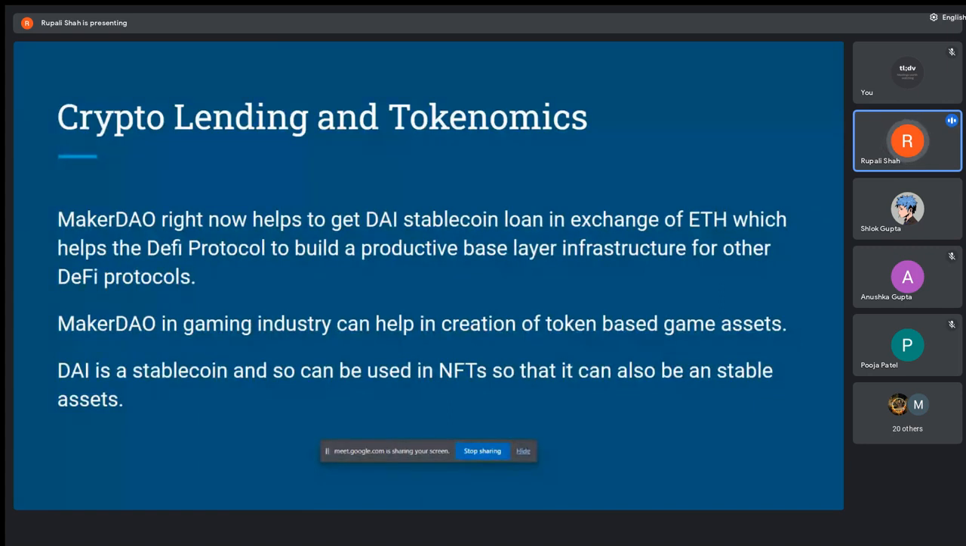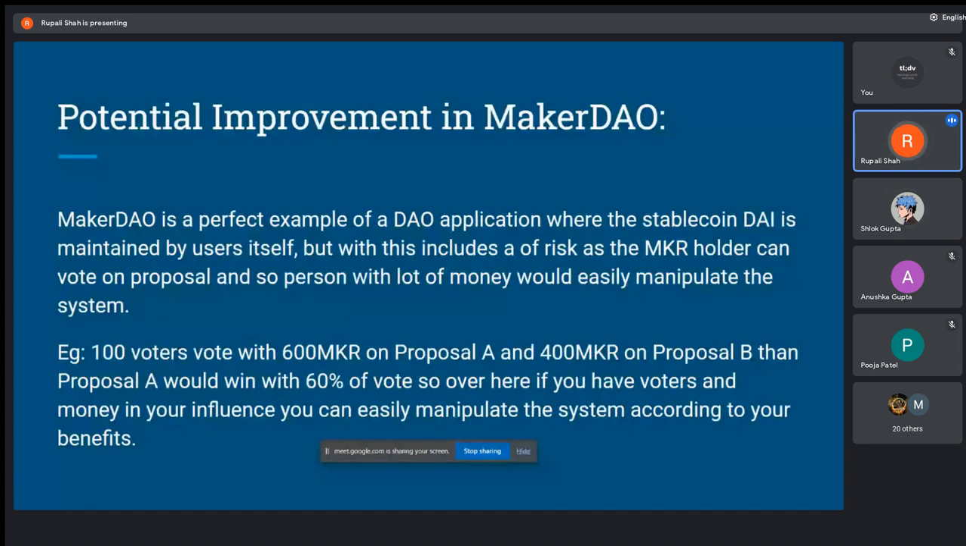So that was all about the MakerDAO use cases, and there are some potential improvements. In MakerDAO, any decision is based upon users, but if a user has a lot of money and a lot of people in their favor, then they can easily manipulate the system. So we need to make that more stable. Thank you.